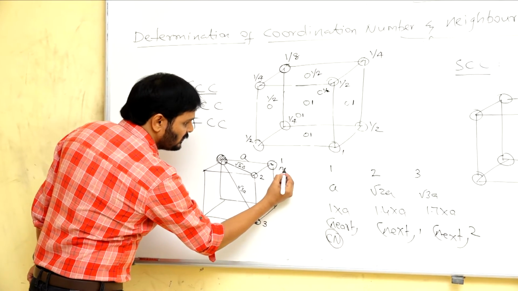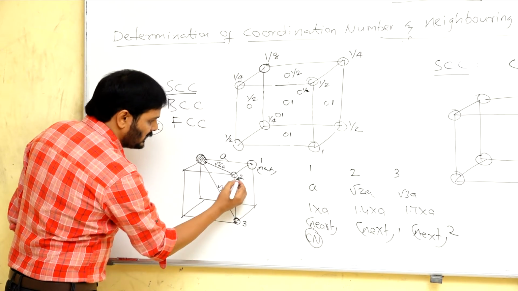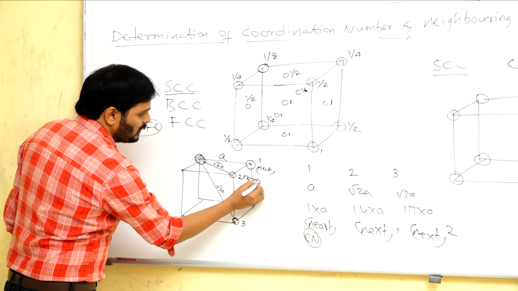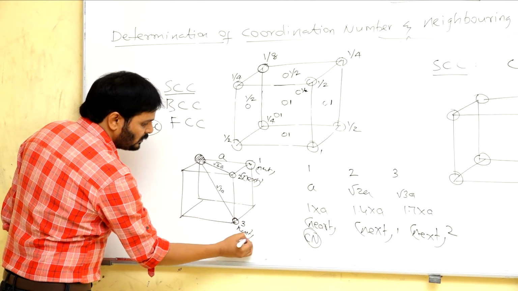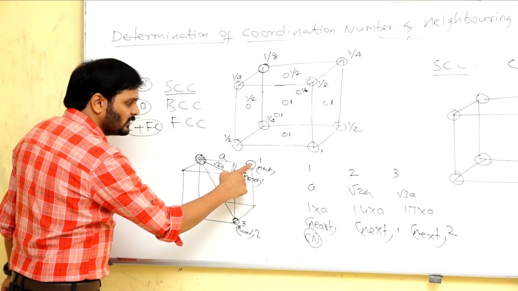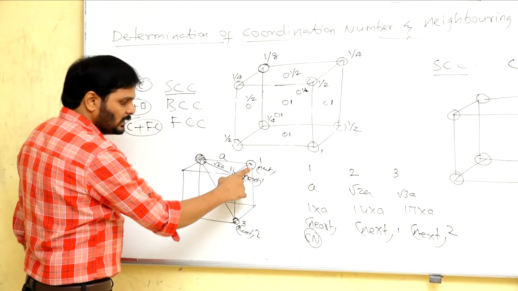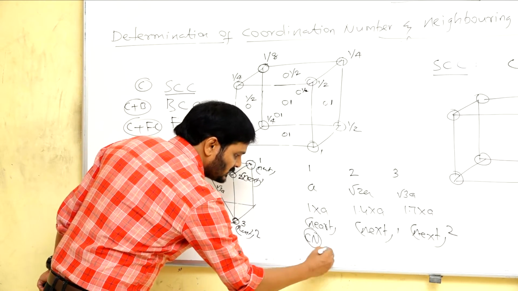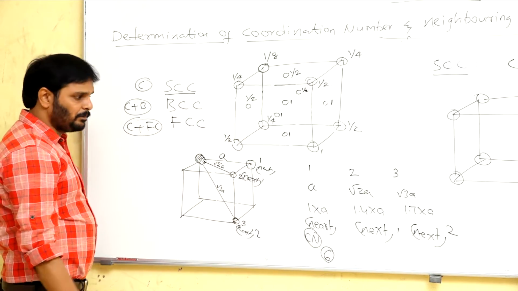This is the nearest one, this is the next, and this is the next two. So the number of neighbors for this is 6. I can write 6 here, and it is known as the coordination number.